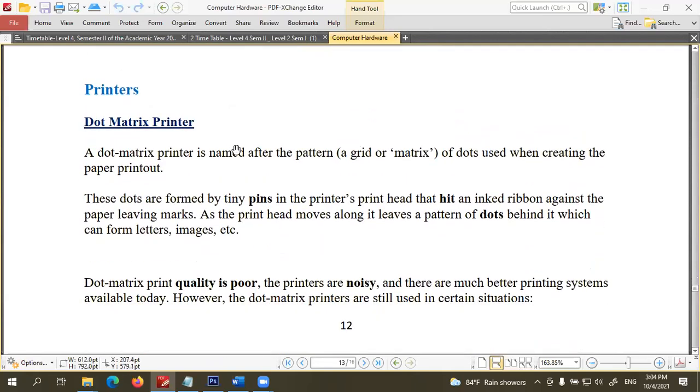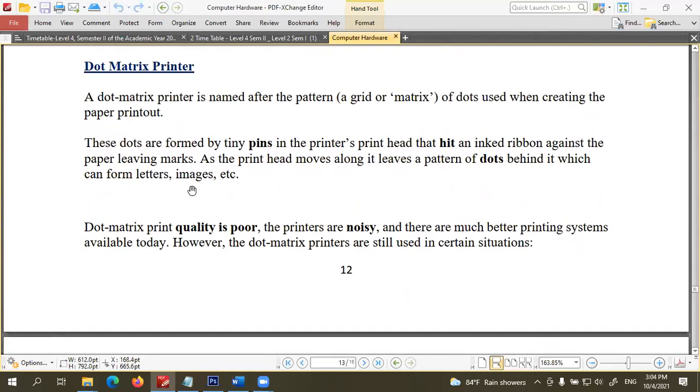Then printers. There are several types of printers. Dot matrix printers are the less expensive printers, and the quality of the printout is also lower. But they are still in use because in places where picture quality is not necessary, and where we have to print a large amount, the most suitable printer is the dot matrix printer.